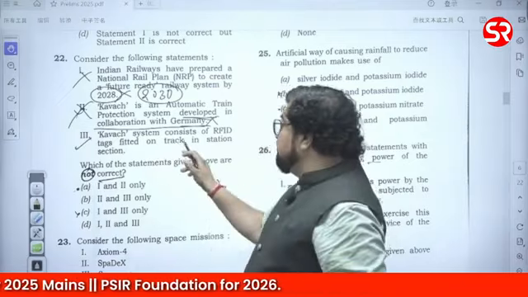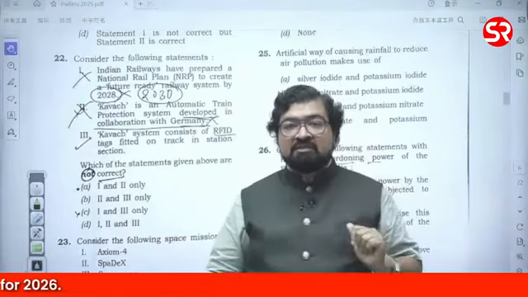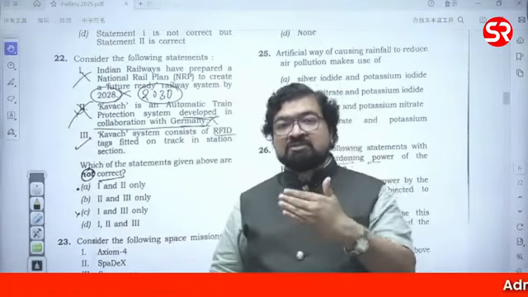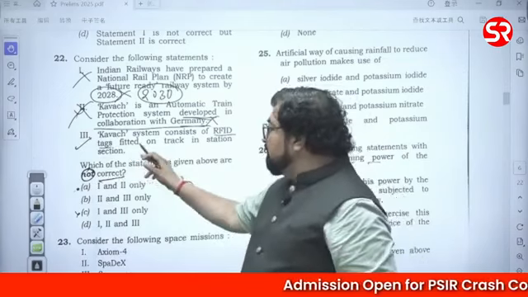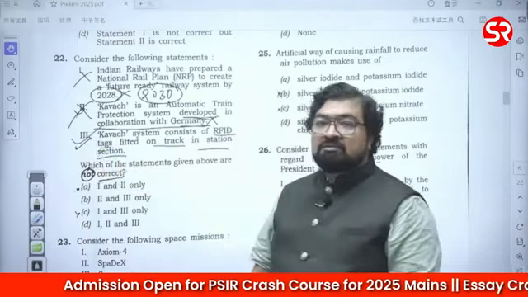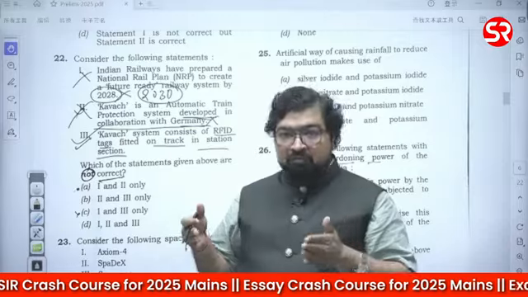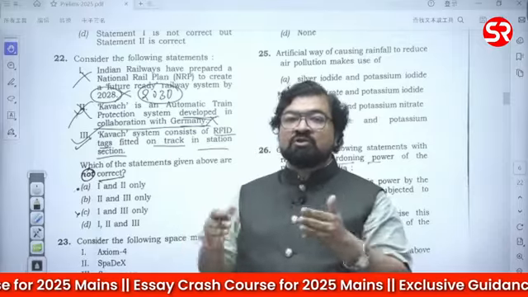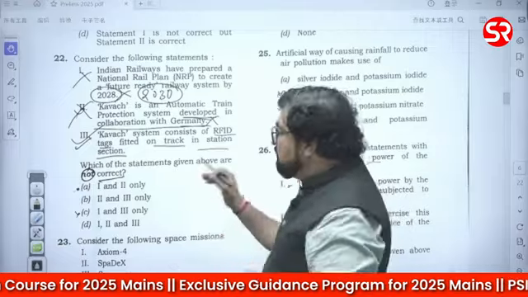Now, the Kavach system consists of RFID, radio frequency identification device, the same technology we use in FASTag across the national highways. So RFID tags are fitted on the track in the station segment, correct. It has a kind of signaling system so that the train, if overspeeding or if there is any kind of collision, can be automatically stopped. So that is the third statement, correct.